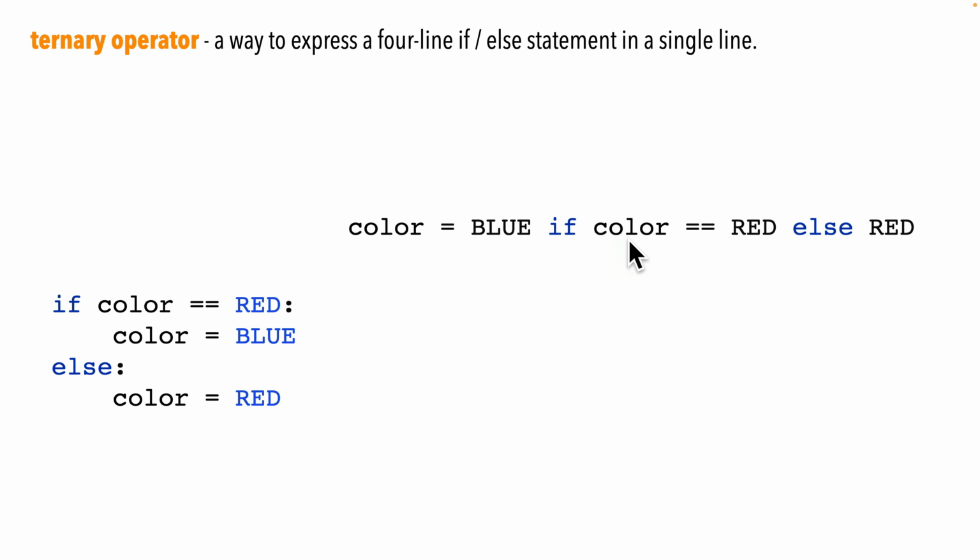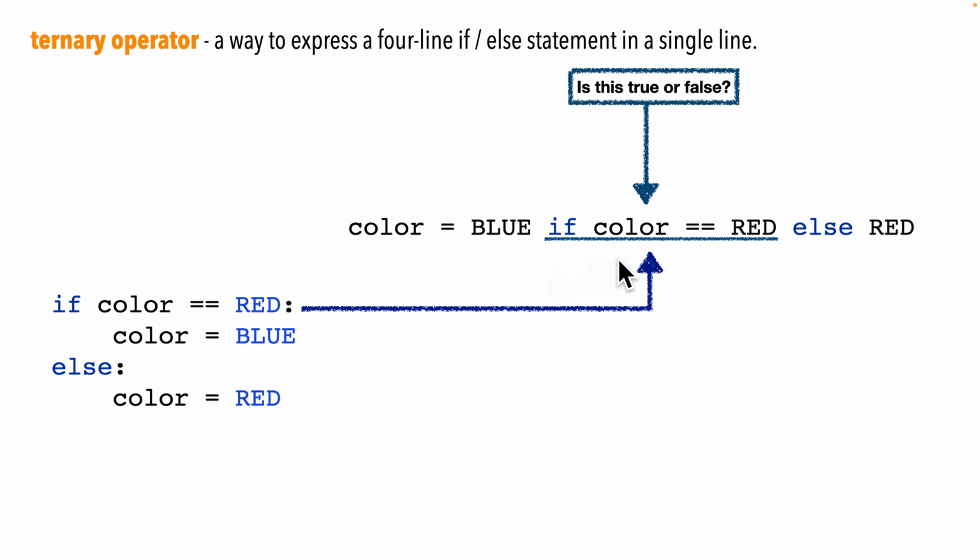Color equals blue, if color double equals red, else red. And we can read it like this. Set the color equal to blue if the color is red, else, otherwise, set the color to red. And we can see how these 2 types of statements are related. This part here that I've underlined in blue is the conditional that we check to see if it's true or false. If color double equals red.